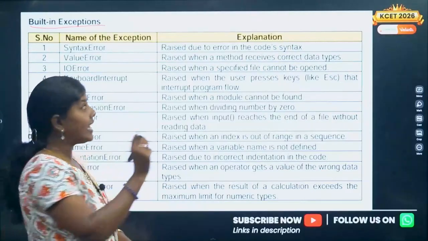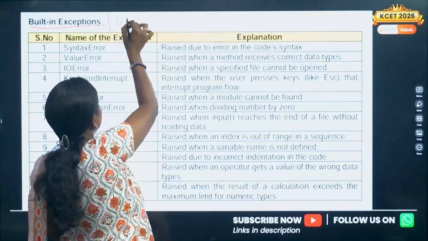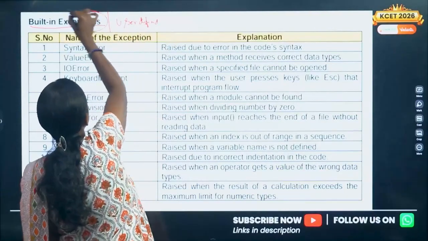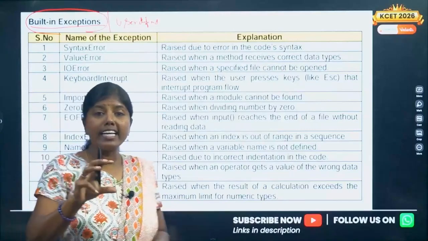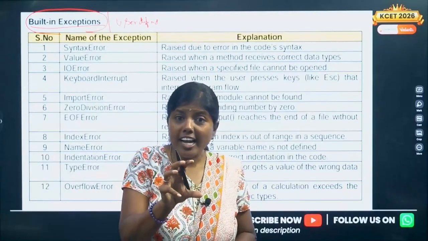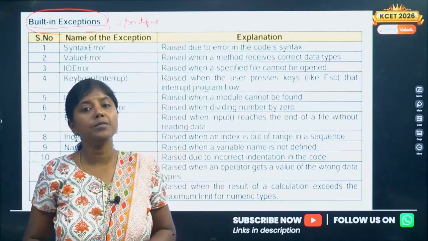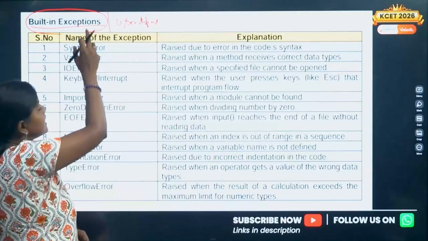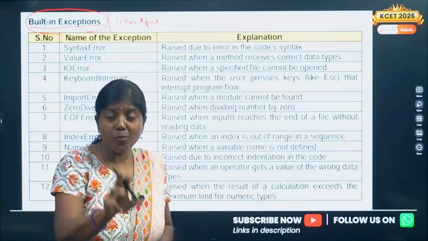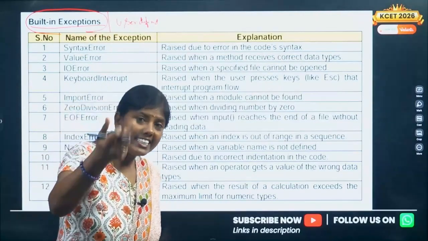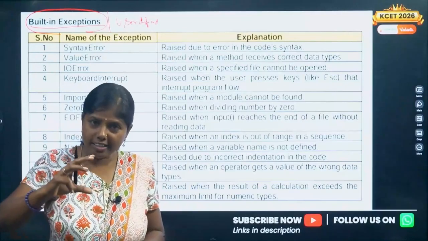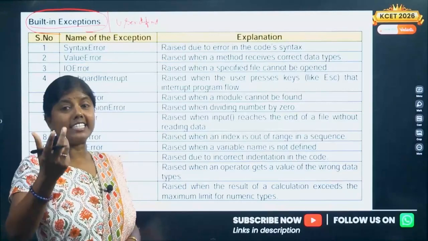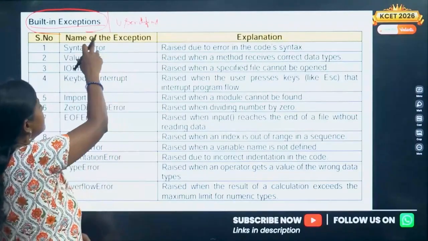Exceptions are classified as built-in exceptions and user-defined exceptions. What do we mean by built-in exceptions? Built-in exceptions are commonly occurring errors which are identified by the interpreter. Remember one thing here: they are automatically triggered. On encountering the error, the interpreter automatically triggers these errors. Those are called built-in exceptions.